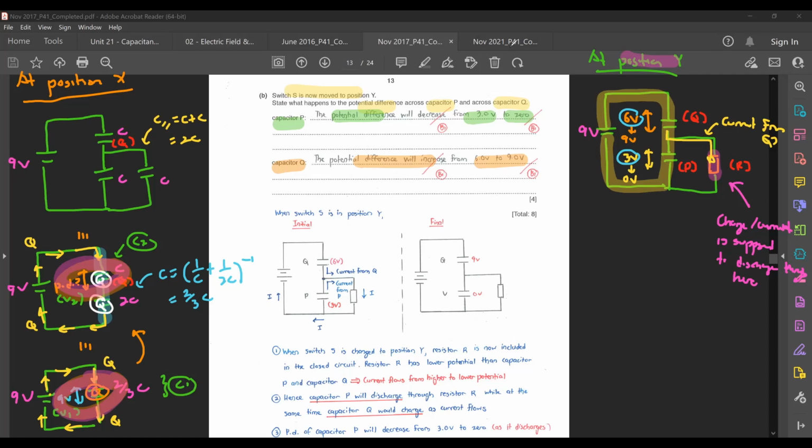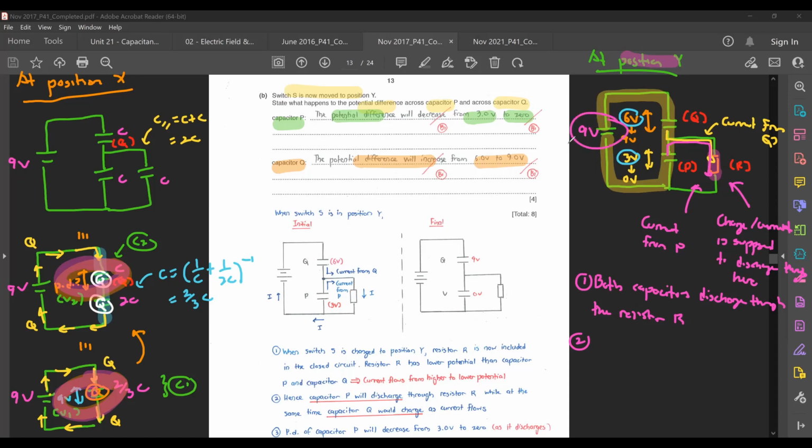Let me find a suitable color that I can use. Okay, I'll use pink. This one will also start to have current coming out. This one is current from P. Okay, so both capacitors are actually discharging right now at the start. Let's just say at t equals 0. So both capacitors discharge through the resistor R.